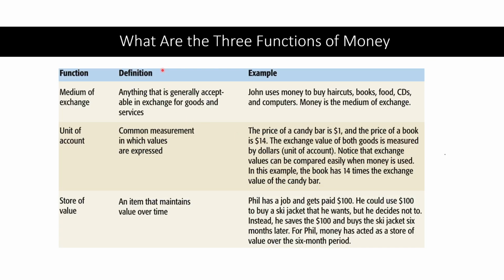So these are the three functions of money. Medium of exchange: it's anything that is generally accepted in exchange for goods and services. Okay. A unit of account: it's a common measurement in which values are expressed. So in the United States, we have pennies, nickels, dimes, quarters, 50-cent pieces, and then we have dollars. There's a $2 bill, a $5, a $10, a $20, $50, and $100. Okay. And then we have the store of value, an item that maintains value over time.